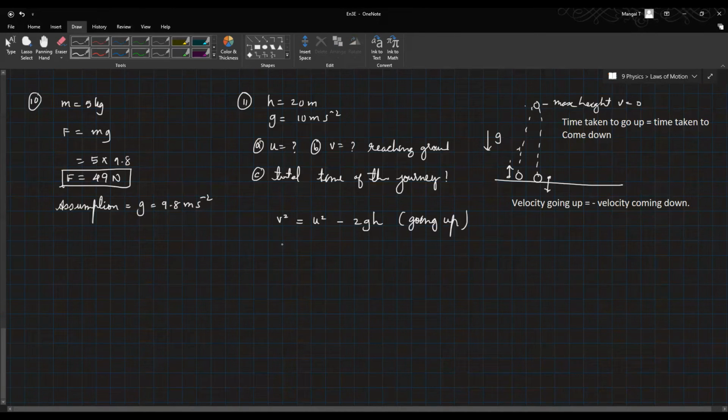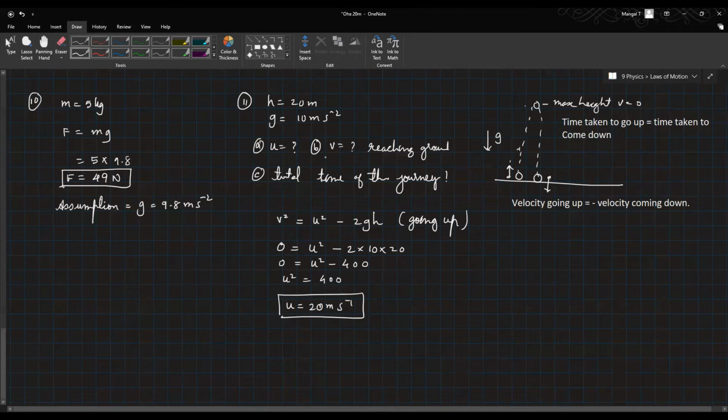So at the maximum height, the velocity is 0. That is 0 over here. This is u² − 2 × 10 × 20, so this is u² − 400. So u² is 400. u will be equal to 20 meters per second. So the initial velocity, we got it as 20 meters per second.